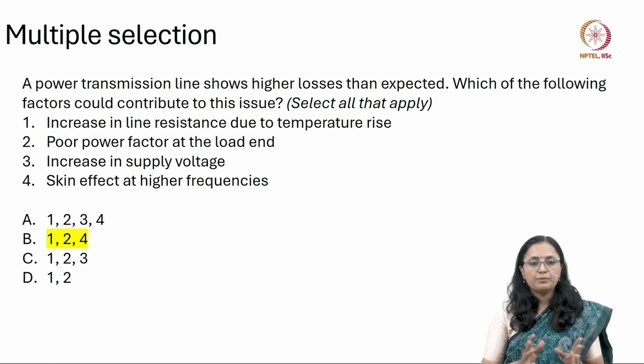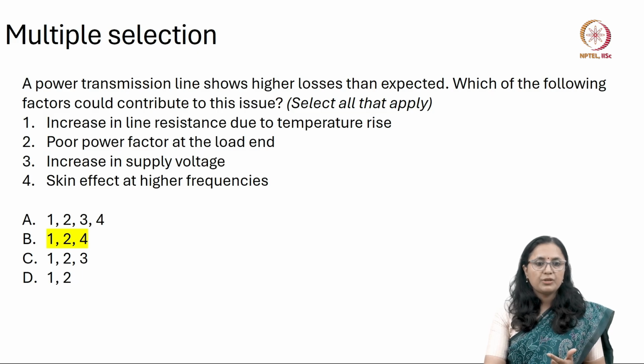From this question, it is very clear that we are talking about the equation I square R. If you see the first option, increase in line resistance due to temperature rise, definitely this is a right answer, because if the resistance increases, then in the formula I square R the resistance is increasing, so definitely the losses will increase. So 1 is the right answer.